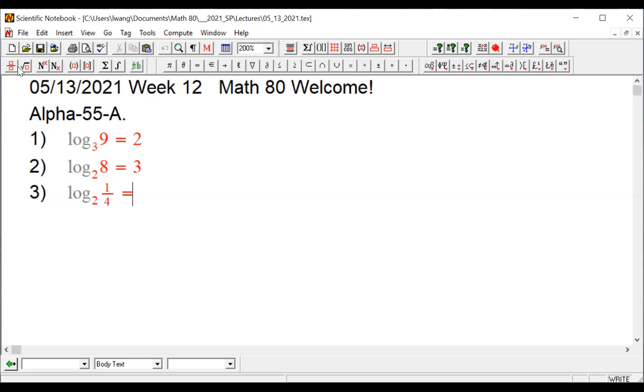Francisco? Marcelo? Ellen? Sometimes you need to work a little, right? So log base 2 of 1/4, and 1/4 is going to be 1 over 2 squared, right? And you can use a little bit of negative power, which is 2 to the power negative 2. Guess what you get?